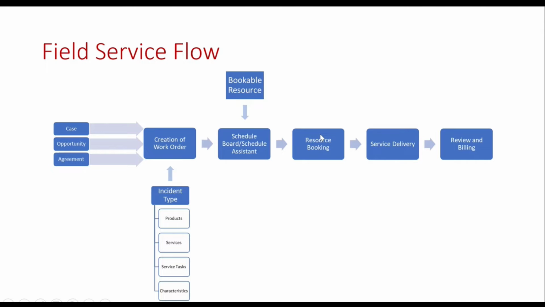So then what he will do, this service person will open his mobile. From there he will open this particular booking record, and then he will start traveling to the customer location, and then he will be resolving the issue at customer location. So that is called service delivery. And once everything is fine, then we need to review the work order and we need to bill our customer.